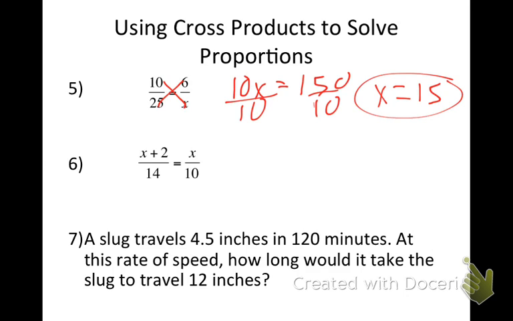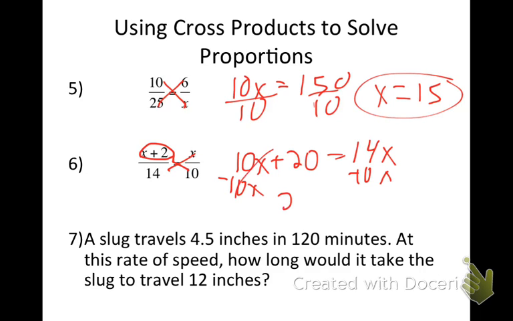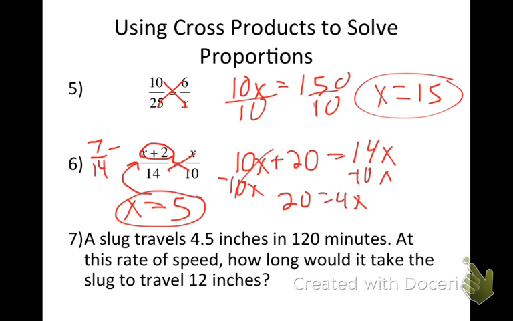Now pay attention to number 6 here. I have to take 10 times x plus 2. So I get 10x + 20 = 14 times x, so I get 14x. Recognize now, which do I have to move here? Do I move the constant or the variable? I have to move the variable here. So I get 20 = 4x. I end up with x = 5. Now again, if I were to plug that in, would that make sense? Well, that would say 7/14 = 5/10. Yeah, that makes sense.